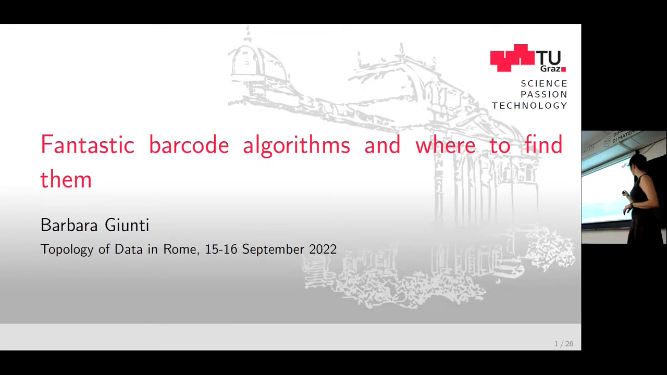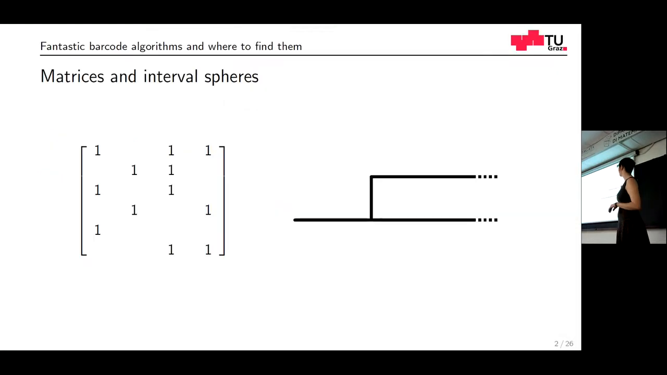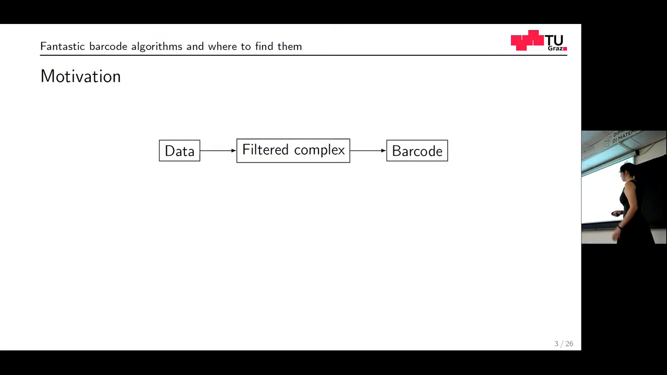So in this talk we're going to talk about a lot of different works. Many of them are in the literature, many of them are with some co-author of mine, and I will point it out from time to time. So what I'm going to talk about today is basically the interplay between this combinatorial object and this object that maybe you're not so familiar with, which is an interval sphere, and I'm going to define it in a second. So let's get started with the motivation.